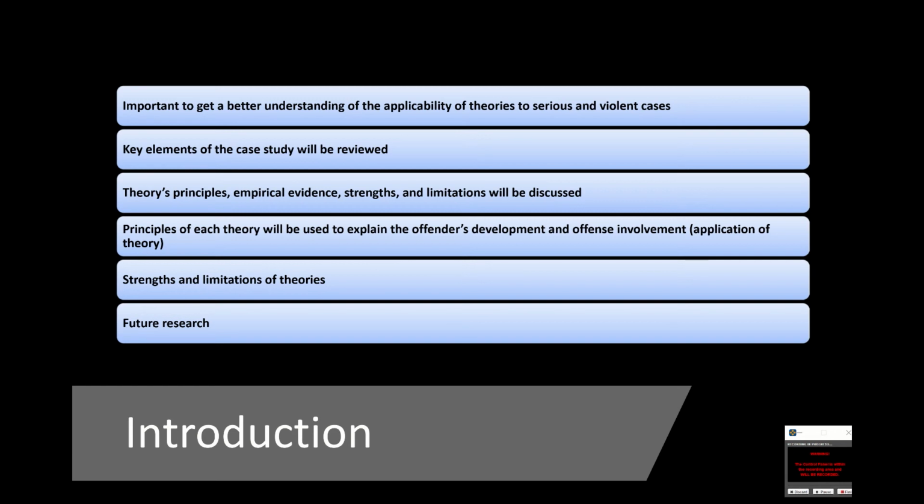So for the introduction, basically you can say that it's important to get a better understanding of the applicability of theories to serious and violent cases. So to do this, you'll begin with a quick introduction of the case study, the key elements of the case study. Then the introduction section can state that you are going to look at the theoretical principles of the two theories that you're applying, review the empirical evidence of those theories, and then conclude with some strengths and limitations of each of the theoretical perspectives that you've selected. In the introduction section, you can then talk about how you'll take principles from each theory and use them to explain the offender's development and offense involvement.